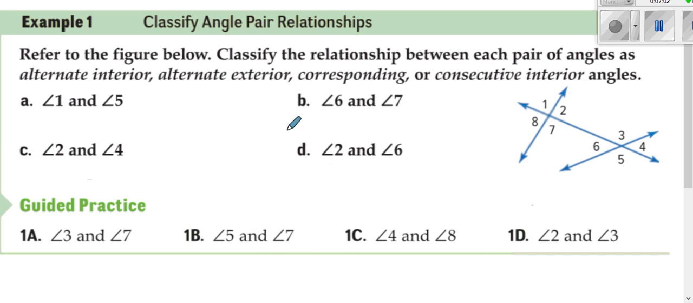So this first one here, 1 and 5. I'm looking at angle 1 and angle 5. Notice, you kind of have to tilt your head sideways. The interior is between the 2 lines, so these are exterior angles, and they're not on the same side of the transversal, so that means they're alternate exterior. Okay? 6 and 7. Angle 6 is here, 7 is here. They're on the same side of the transversal, and they're both on the interior. That makes them consecutive interior.